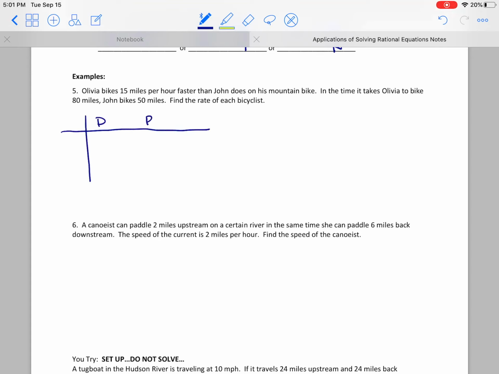And what else? The rate. It says Olivia is 15 miles per hour faster than John, but we don't know anything about John's rate. So John's rate is going to be our variable. That's where we're going to put r. Now if she goes 15 miles per hour faster, if he went 40, she would be going 55, right? Which would be extremely fast on a bike. But whatever his is, she's 15 faster, so x plus 15 here, okay?